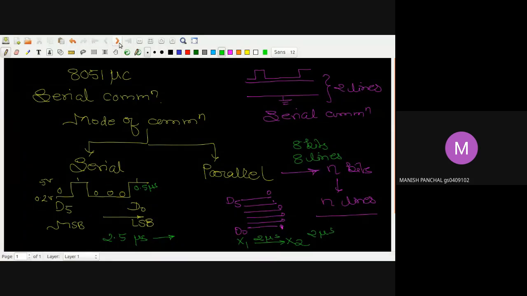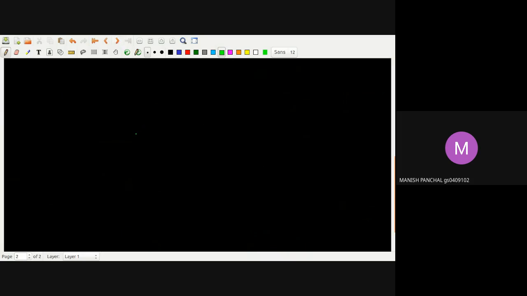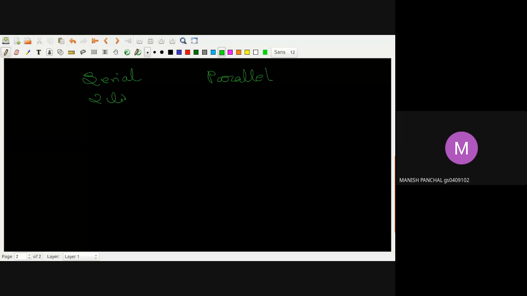Now come to the very important point. I will write down here the serial and parallel communication differences. There are a lot of differences actually available. It may be that the 2 lines are very slow, while the other is very, very fast.